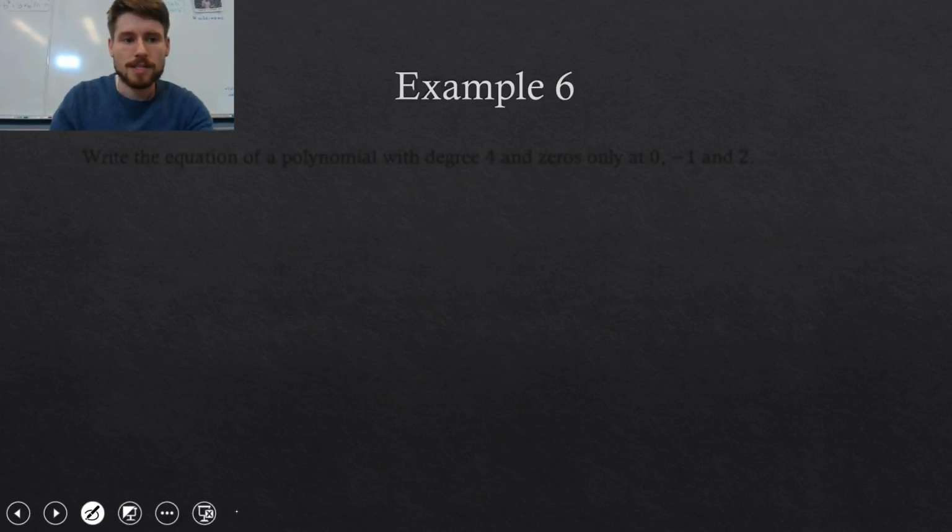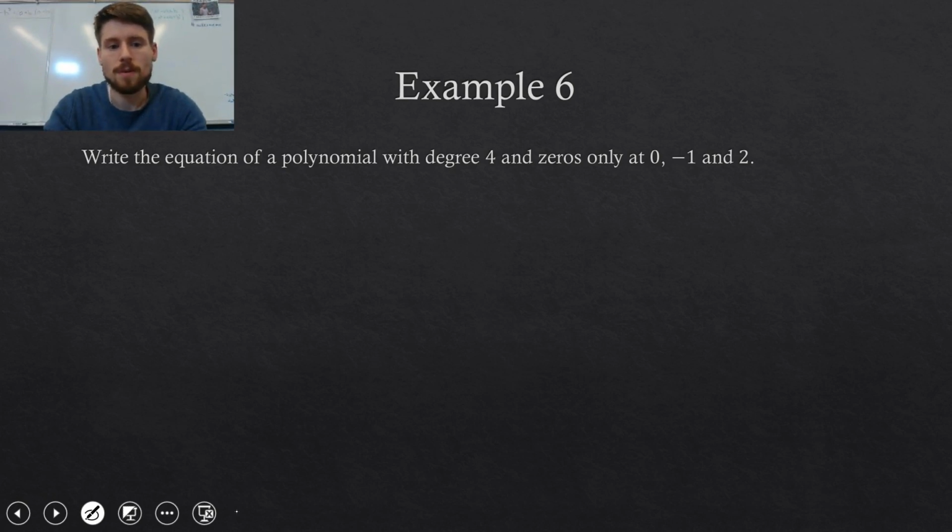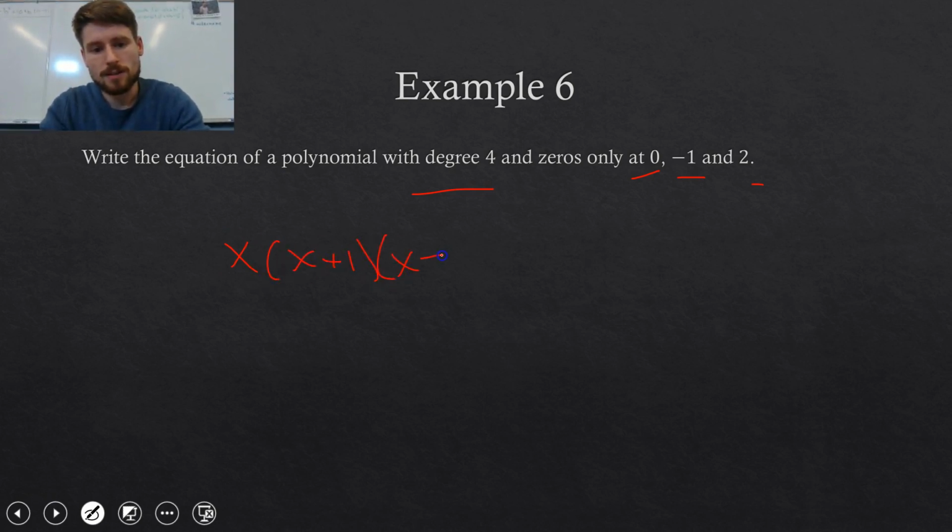Now we're going to write the equation of a polynomial with some conditions. So we're kind of done with the factoring practice. Now we're going to write the equation of a polynomial with some conditions like degree 4 and zeros at 0, negative 1, and 2. So we're going to just start building it up and see if it's satisfying each of these conditions. So first off, we know zeros. That's going to give us x, x plus 1, x minus 2.